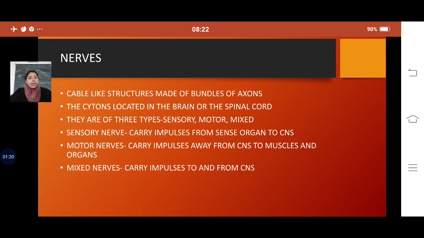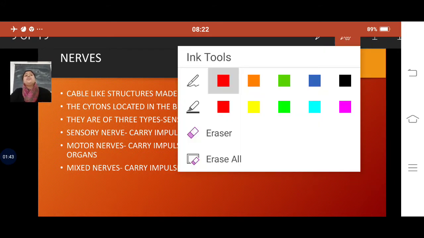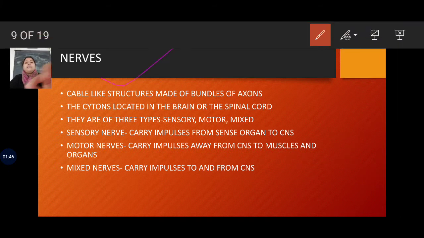In a similar way, our brain is present somewhere at the topmost part of our body, but from there it controls all the parts of our body, and this is possible due to these nerves. That is why I am continuously telling you that they are cable-like structures, and they are made up of a bundle of axons.